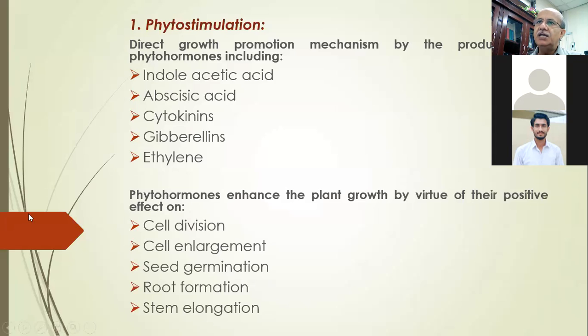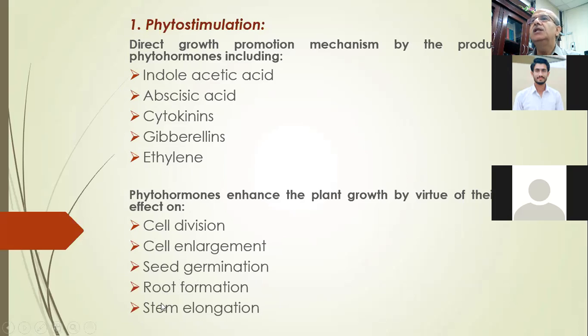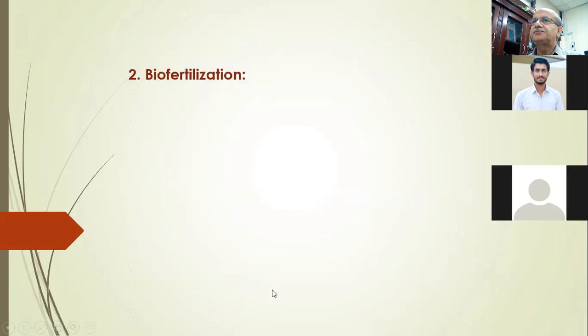So these are the mechanisms by which the plant growth promoting rhizobacteria produce these phytohormones, or you can say plant growth regulators. And these phytohormones affect the plant growth through cell division, cell enlargement, seed germination, and so on. So the second mechanism is biofertilization. The first one was phytostimulation.